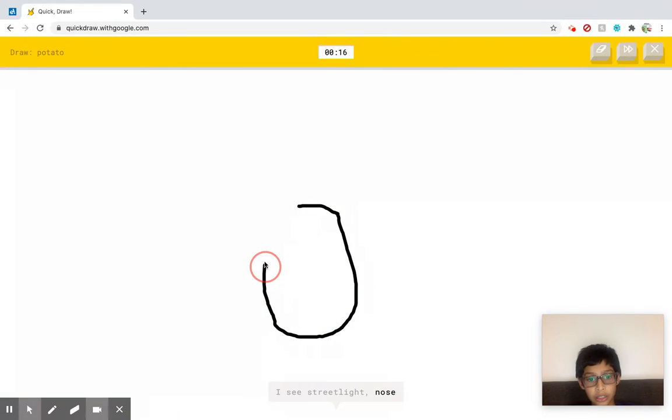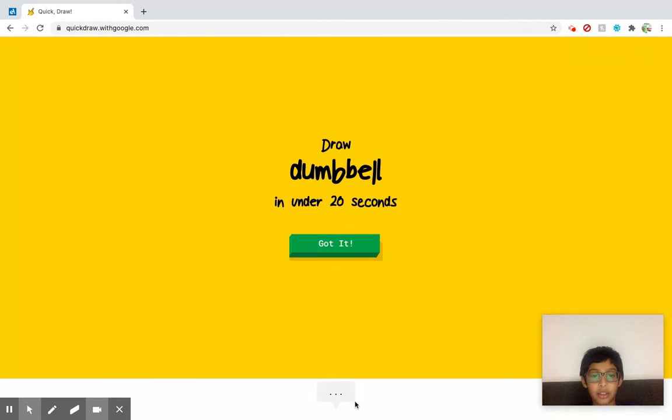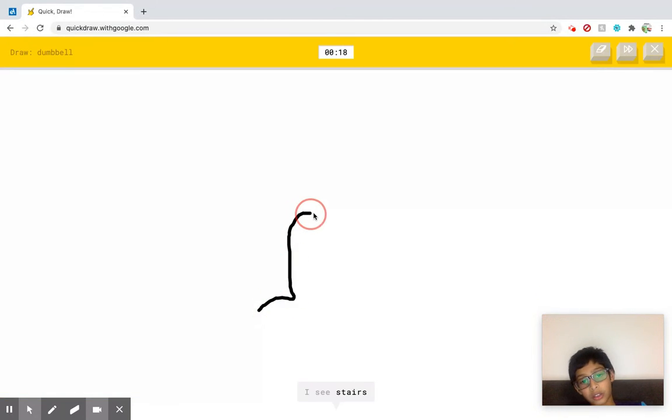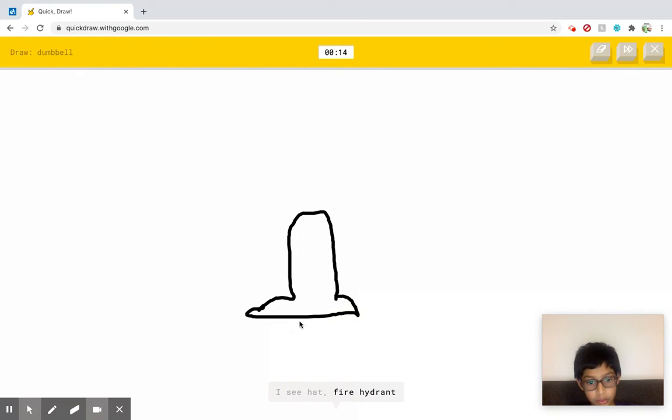Okay, draw a potato. I see street light, or nose, or ear, or circle. Oh, I know, it's potato. That was quite easy. A dumbbell. I see stairs, or floor lamp, or bread, or toe. I see hat, or fire hydrant, or foot. I see popsicle, or sword. Really cannot guess this dumbbell?